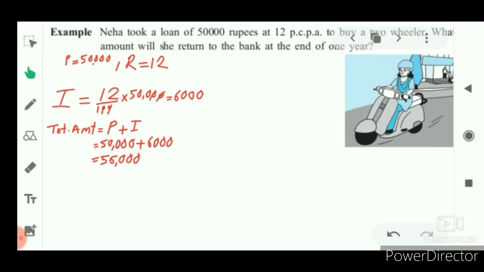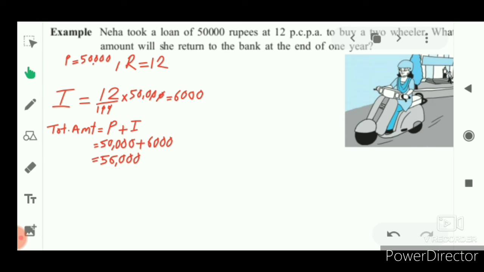अब हम क्या करेंगे? पहले इंटरेस्ट निकालेंगे. इंटरेस्ट क्या है? 12% ऑफ द प्रिंसिपल अमाउंट. 12% ऑफ द प्रिंसिपल अमाउंट that is 12/100 into 50,000. That 0 will cancel with this 20 and 12 into 500 that will give 6,000. So 6,000 is the interest.